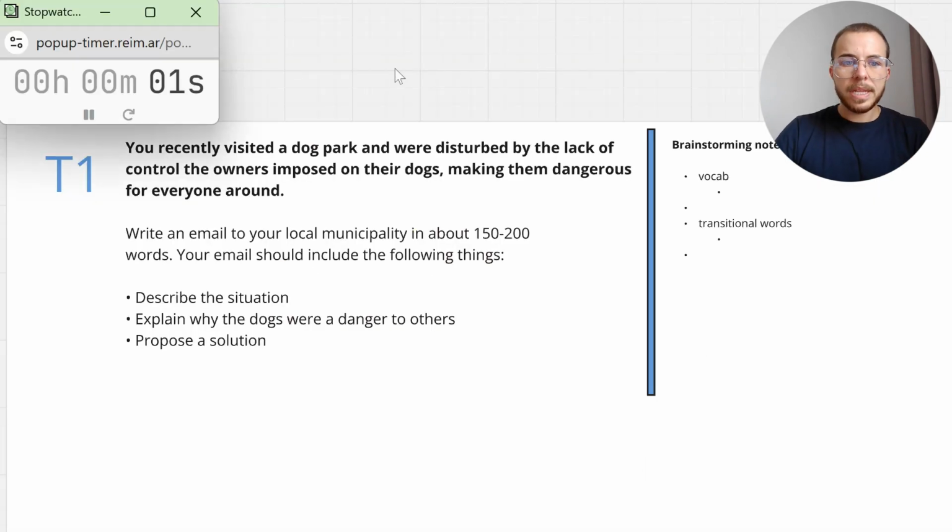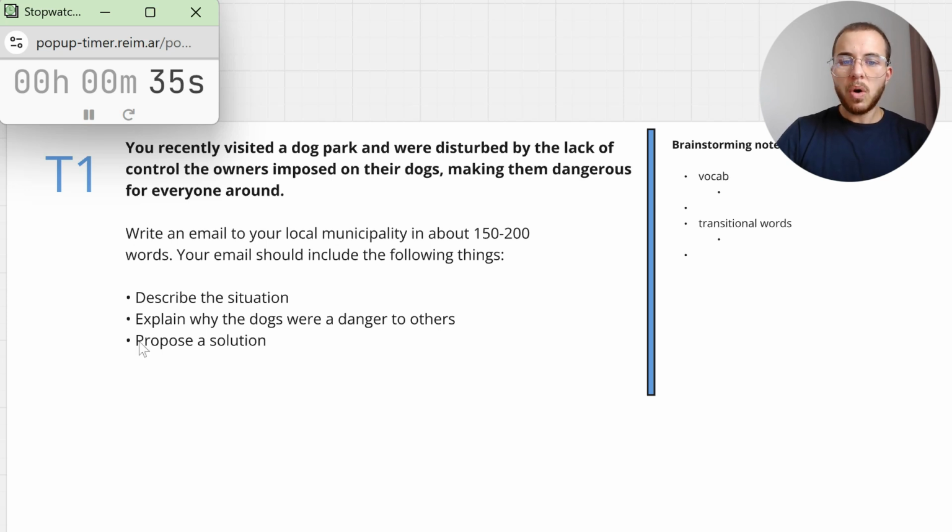Okay, I will occasionally have this timer available so that you can see how much time we are going through. Now it says, topic 1, or task 1. You recently visited a dog park and were disturbed by the lack of control the owners imposed on their dog, making them dangerous for everyone around. Write an email to your local municipality in about 150 to 200 words. Your email should include the following things. Describe the situation, explain why the dogs were a danger to others, and propose a solution.